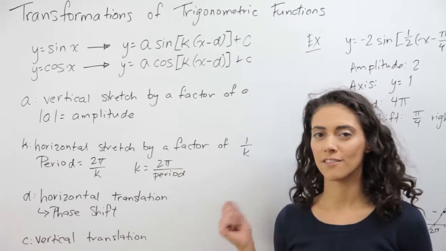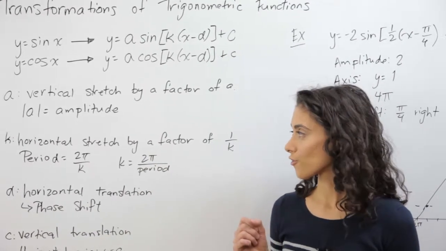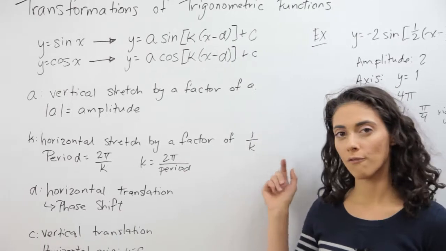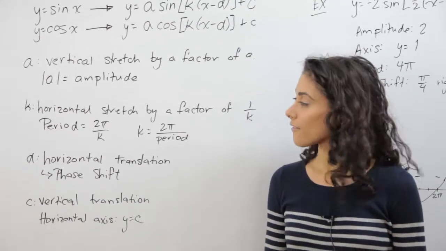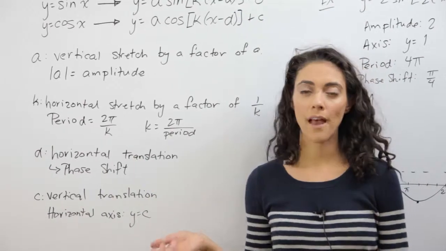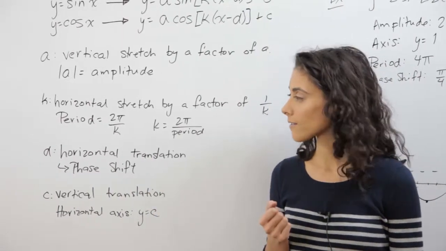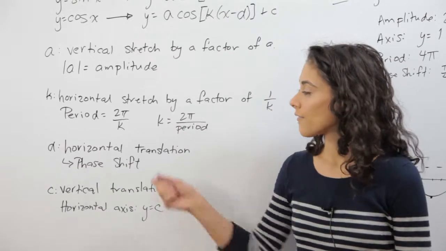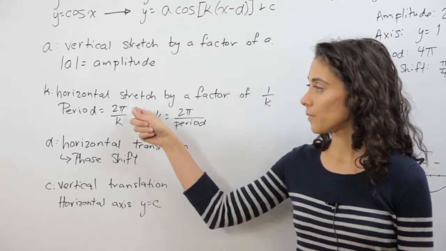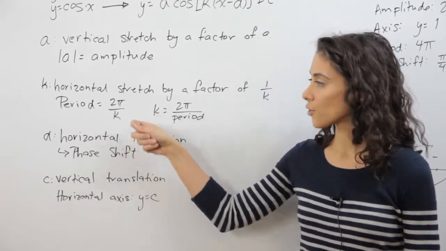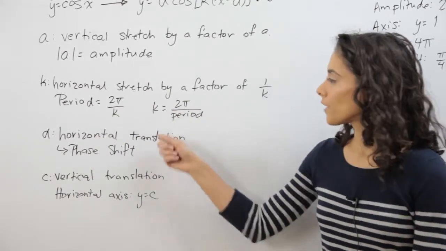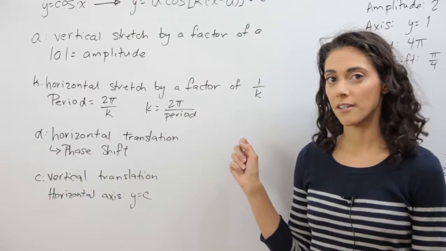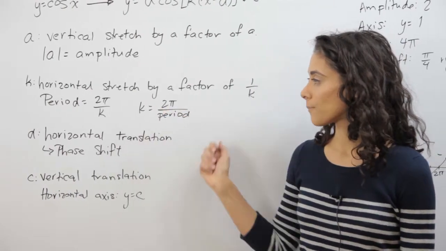Remember, the k value lets us know if our graph has been horizontally stretched or compressed by a factor of 1 over k, always the reciprocal. The k value also gives us an important feature of our graph. It'll tell you the period. Remember that for the base functions sine x and cosine x, the period is 2 pi. If there's some k value, the period is going to be stretched or compressed by that value of k. So we take the period 2 pi and divide it by whatever your k value is. We can also find our k value given the period by taking 2 pi divided by whatever the period of our new graph is.